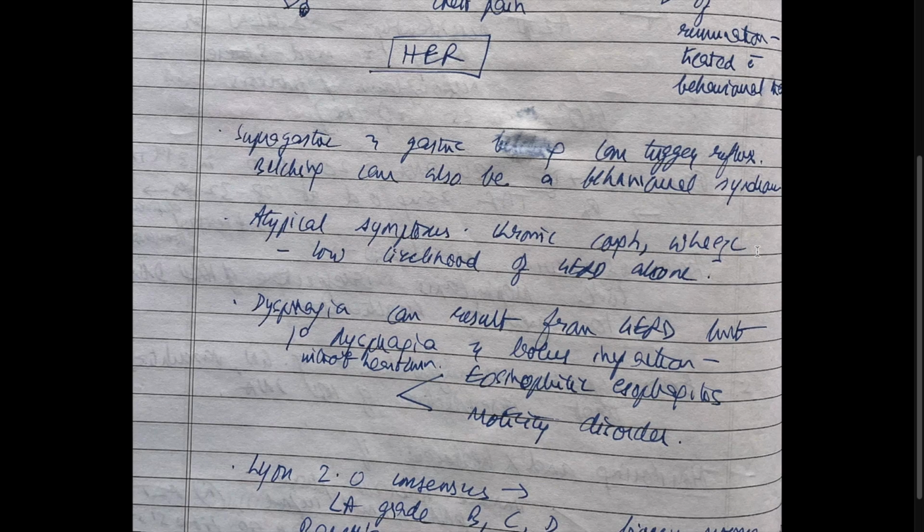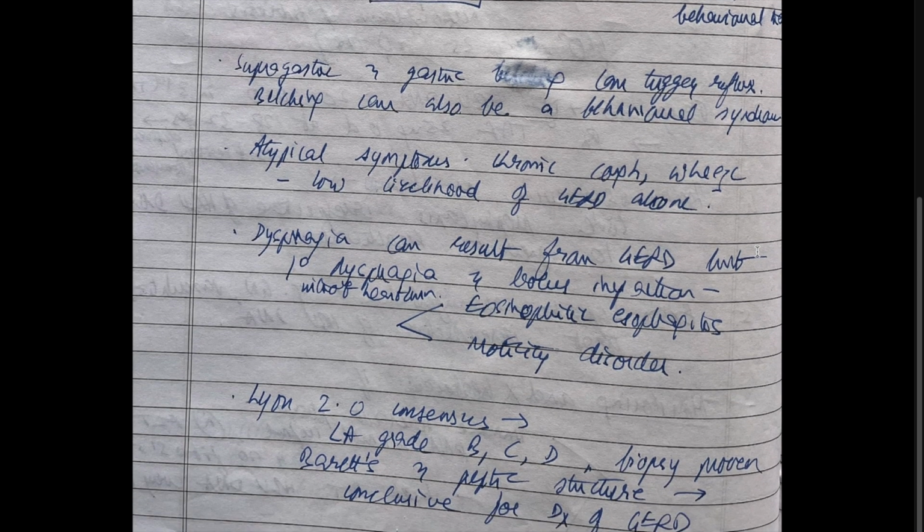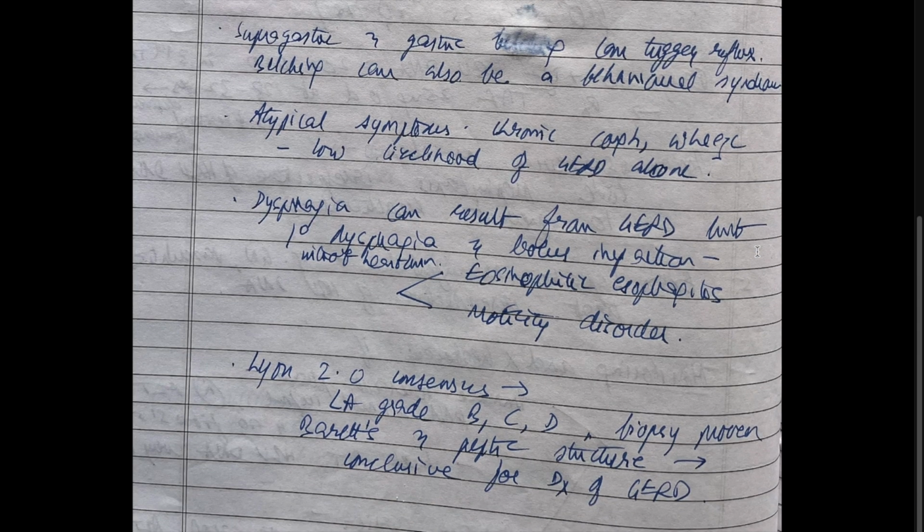Atypical symptoms include chronic cough and wheeze, and if only these are present, there is a lower likelihood that GERD alone is present. Dysphagia can result from GERD, but with primary dysphagia and bolus impaction without heartburn, we think of other things like eosinophilic esophagitis and a motility disorder. The Lyon 2.0 consensus states that LA grade B, C, and D, or biopsy-proven Barrett's, or a peptic stricture, is conclusive evidence that there is GERD.